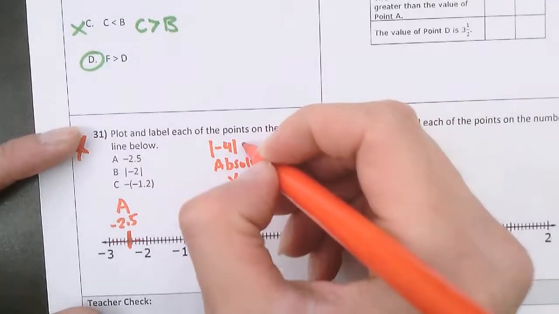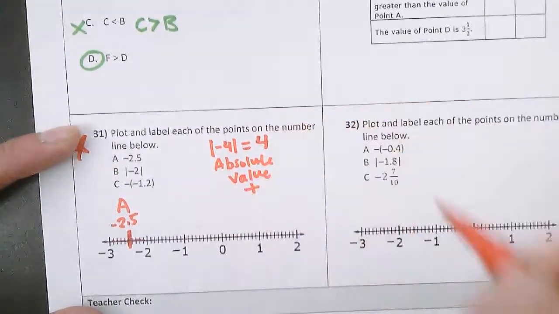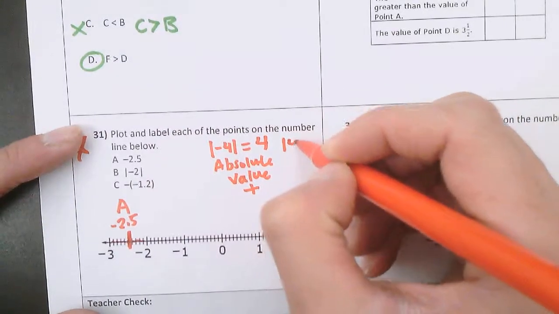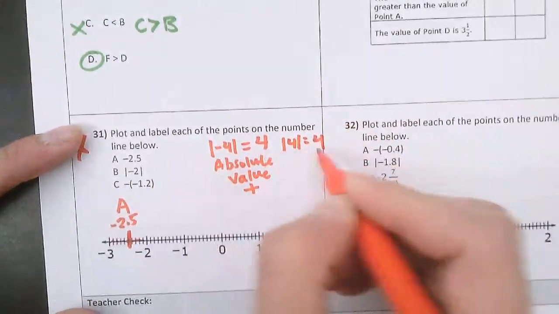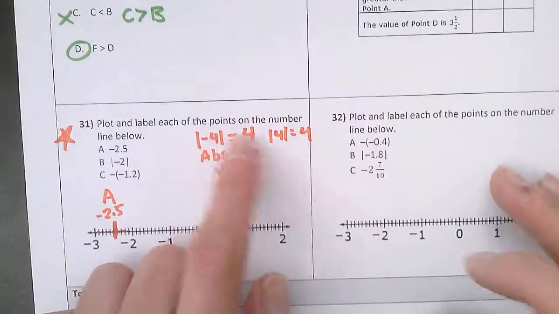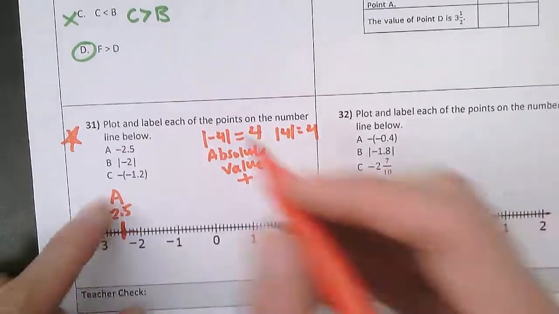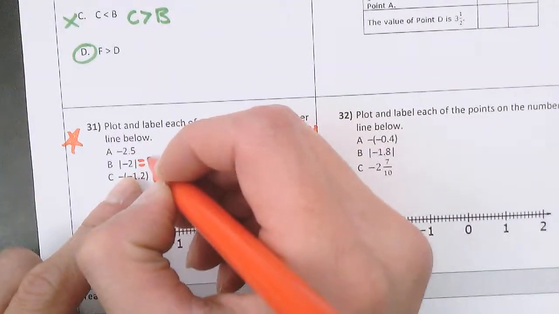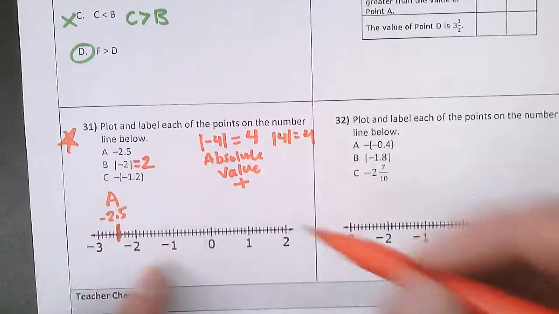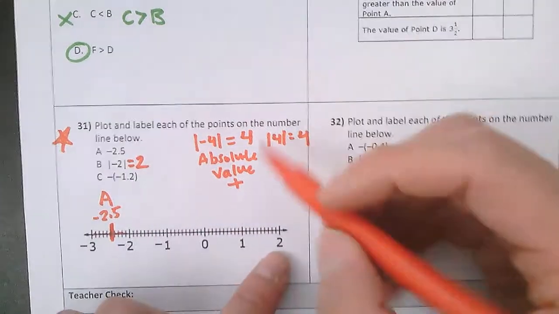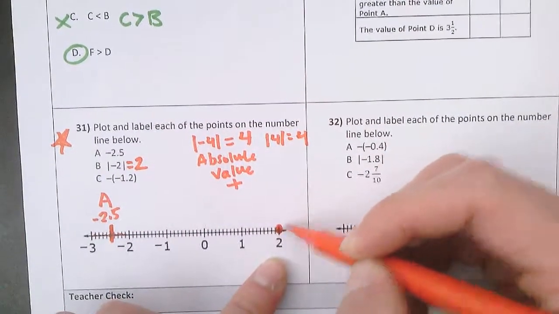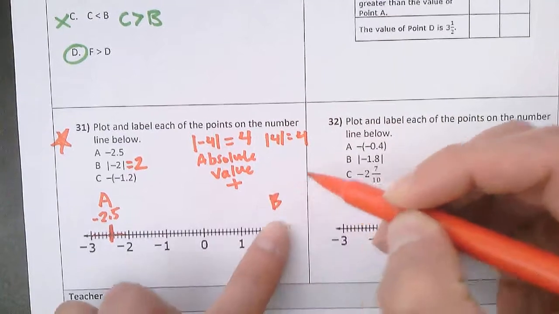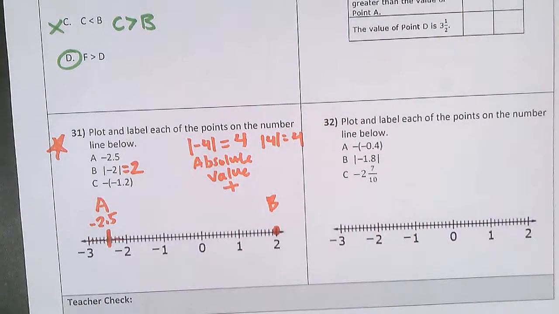So the absolute value of negative 4 is 4. The absolute value of 4 is also 4. It's the positive version of whatever number is inside those vertical lines. So the absolute value of negative 2 is 2. So point B, I just find wherever 2 is. Right here, that's point B, because that's where 2 is.